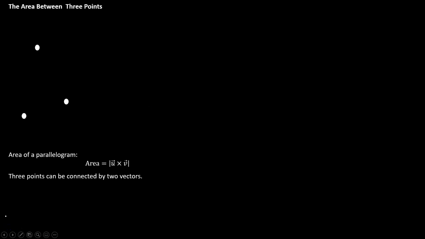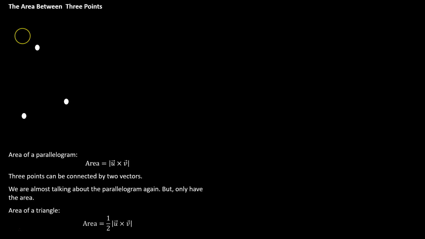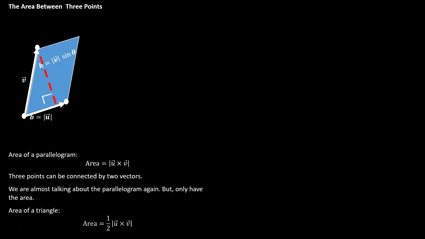Let's talk about another application of the cross product, the area between 3 points. We can connect any 3 points using two vectors. And so we're almost talking about the parallelogram problem again, except we're looking at only half the area, because a triangle is only half of the parallelogram. So the area for a triangle is almost identical to the area of a parallelogram. We just need to multiply by 1/2.